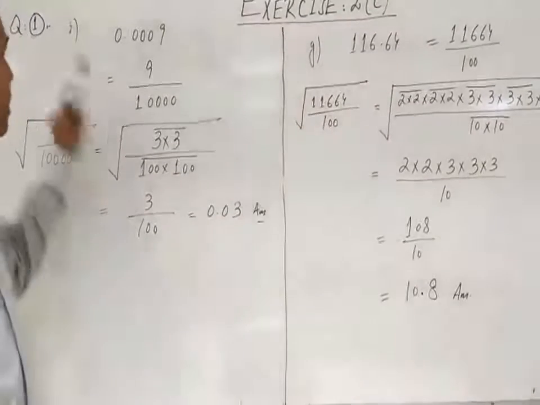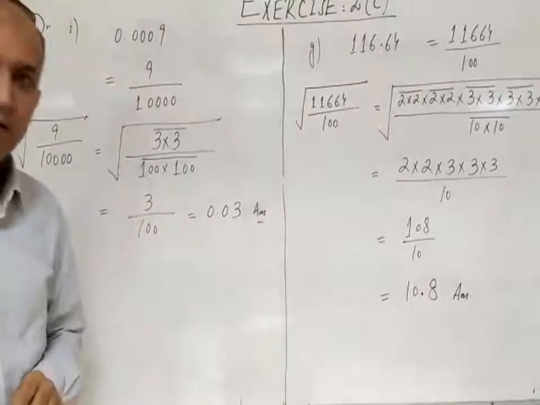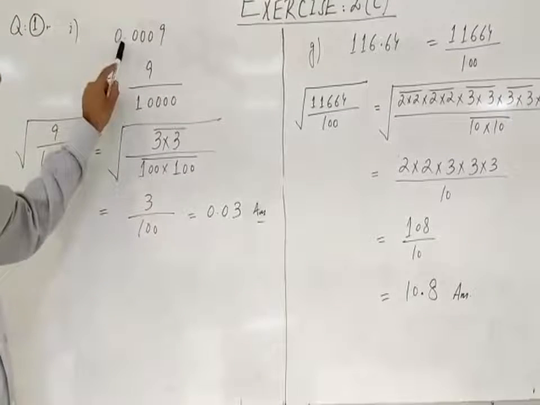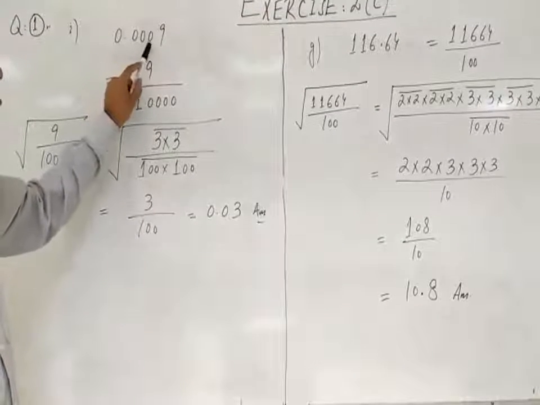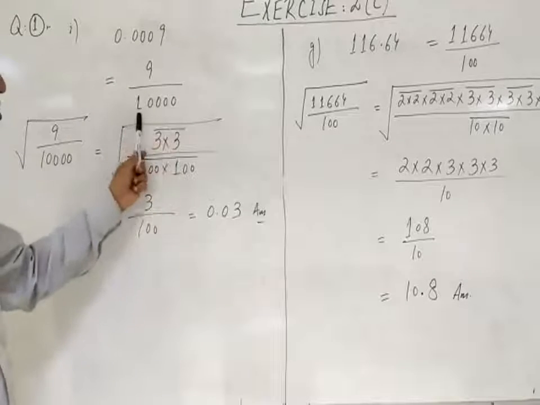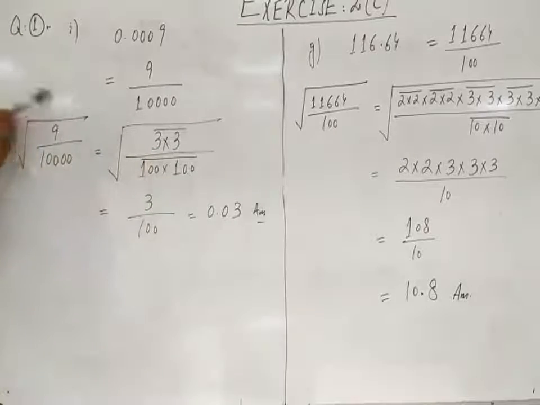In part I, we are given 0.009. So we convert this into fraction. We have after decimal 1, 2, 3, 4 digits. So we can write 1, 2, 3, 4 means 10,000, 9 over 10,000. Now we take the square root of this.